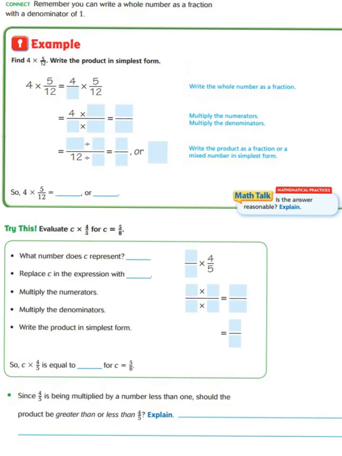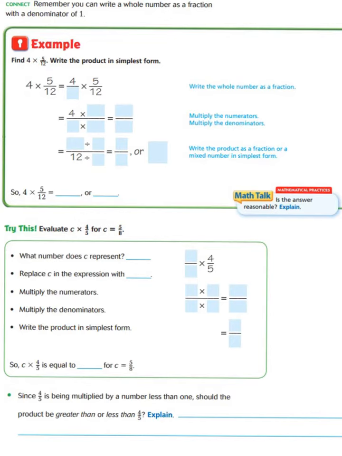Now we're going to look at another example, keeping in mind that we write our whole number as a fraction with a denominator of 1. So we are to find 4 times 5/12, and we're going to write the product in simplest form, which can also mean to write it as a mixed number.